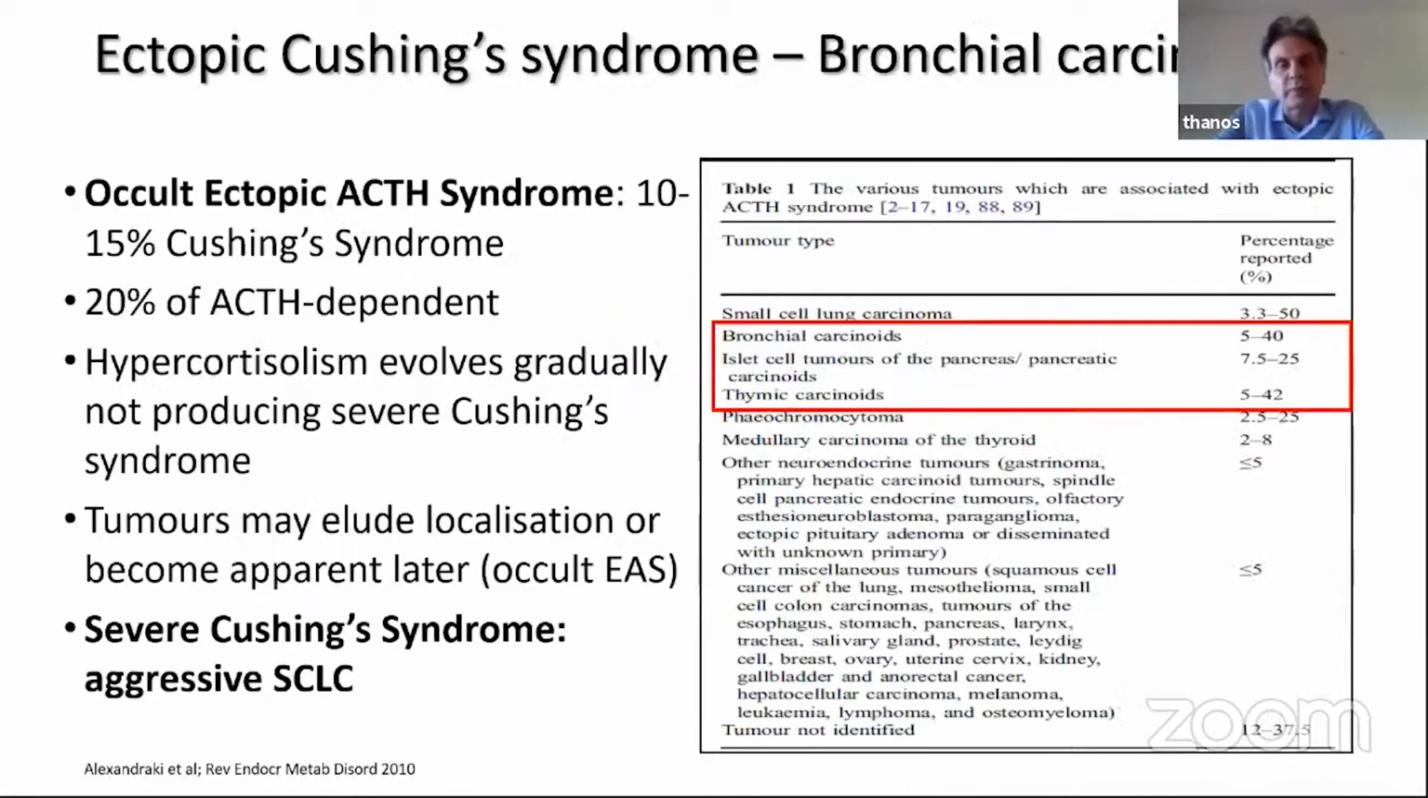Coming now to the ectopic syndromes, which I think are going to be further discussed by the next speaker. The ones that I would like to discuss are the ectopic ACTH secretion, usually from bronchial carcinoids and from gastrointestinal neuroendocrine tumors. The ones that I'm going to discuss are usually the occult ones, which are not associated with a very severe syndrome, like the one that we see with the poorly differentiated tumors.